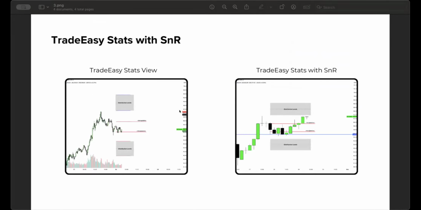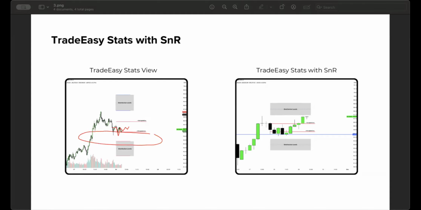This is basically TradeEasy stats with the levels only. So this is the bearish manipulation level. This is the bullish manipulation level. And then this is the bearish distribution level. This is the bullish distribution level. So you can see in this example that price opened at midnight, dropped down into the bullish manipulation level. And now what we need to do is identify if there's an SNR level around this area.